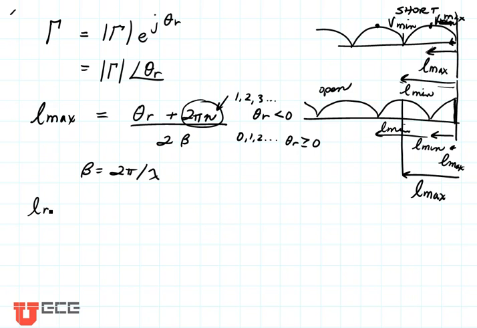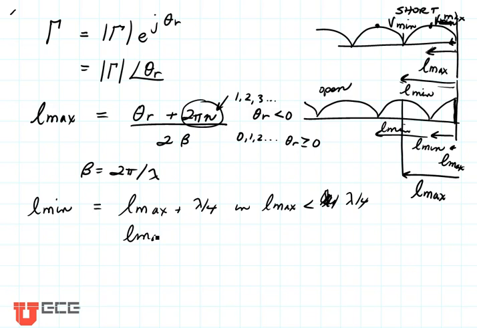Now let's consider Lmin. Lmin is the distance from the load to the first voltage minimum. Lmin is equal to Lmax plus lambda by 4 if Lmax is less than lambda by 4. Lambda, that's a wavelength. And it's equal to Lmax minus lambda by 4 if Lmax is greater than or equal to lambda by 4. So we can always see that Lmax and Lmin are a quarter of a wavelength apart, and that the minimum and maximum both repeat every half cycle.